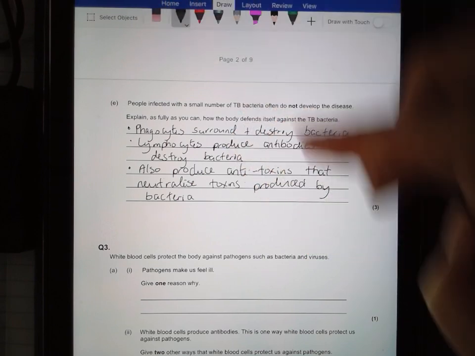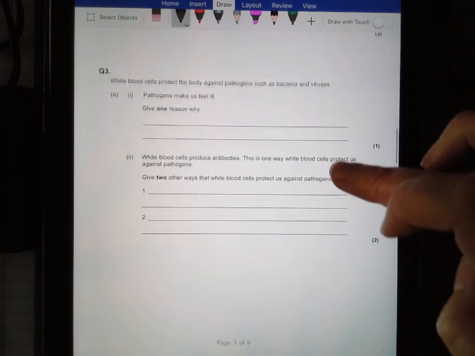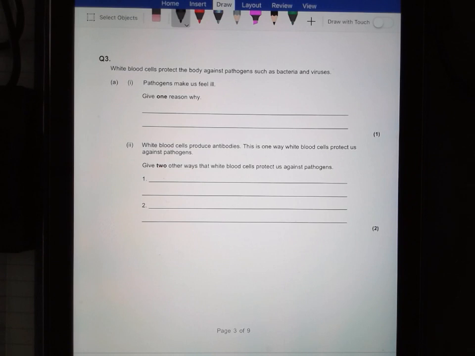to question number 3. Pathogens make us feel ill. Give one reason why. White blood cells produce antibodies. Give 2 other ways that white blood cells protect us against pathogens. So you can't mention antibodies. 2 other ways. Use the answer I just gave you to help you answer this question. Press pause, have a go, and then press play.